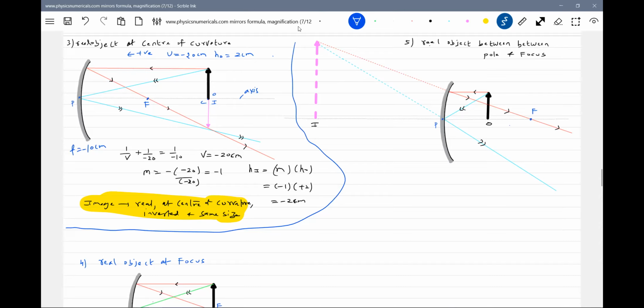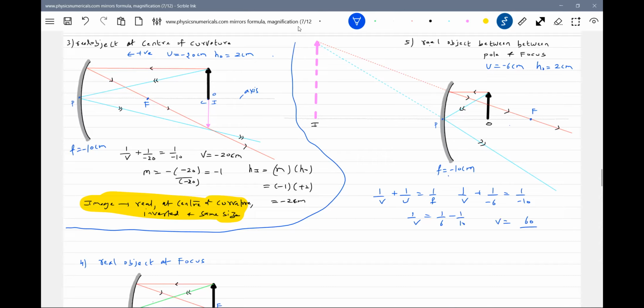Okay, let's take the other condition. For a mirror of focal length minus 10 centimeter, the object is at minus 6 centimeter. Let me keep it here. Let me solve. Height of the object is plus 2 centimeter. Okay, from the formula 1 by V plus 1 by U equal to 1 by F, let me substitute all the things. U is equal to how much? Minus 6, F minus 10. If I solve this, 1 by V equals 1 by 6 minus 1 by 10.